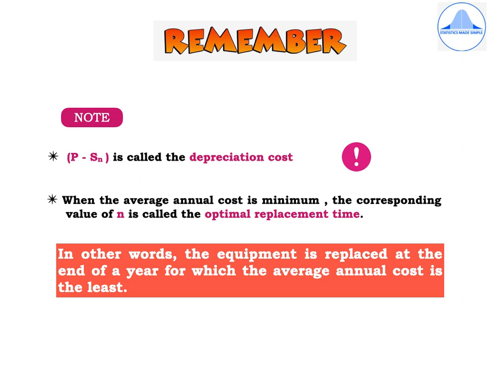Also remember that P minus Sn is called the depreciation cost. When the average annual cost is minimum, the corresponding value of n is called the optimal replacement time. In other words, the equipment is replaced at the end of a year for which the average annual cost is the least. This concept will be understood well when I find solutions to the problems based on replacement theory in this video.